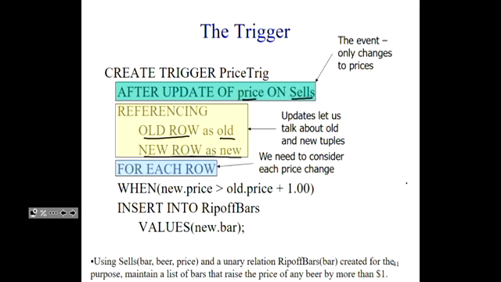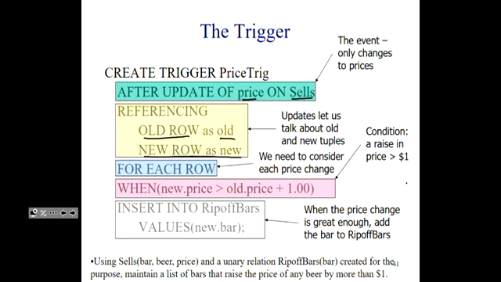Here the condition is new.price greater than old.price plus $1. So this is a raise in the price that is greater than $1. If so, I go ahead and insert into ripoff bars. The value is simply new.bar. So ripoff bars has only one attribute, which is the name of the bar. So when the price change is great enough, add the bar to ripoff bars. Any questions about this?